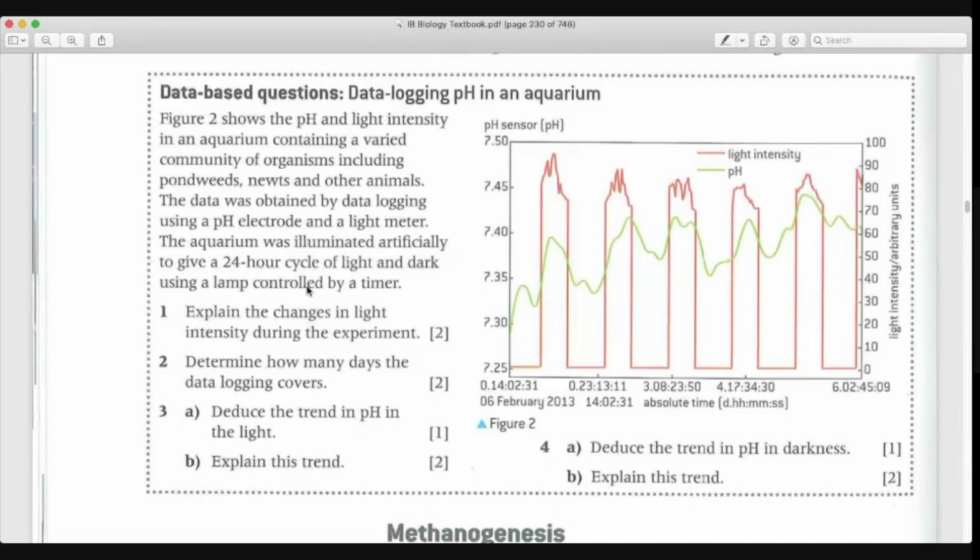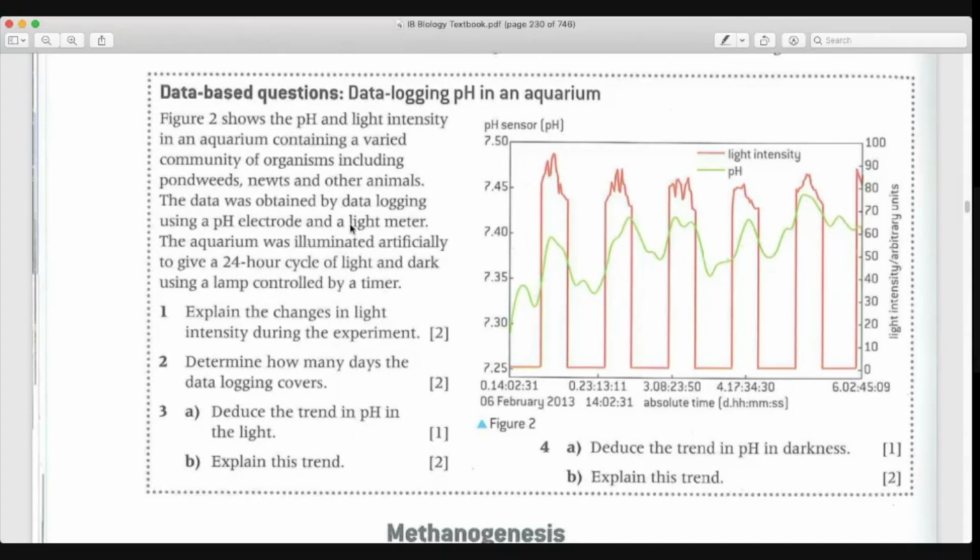We have an aquarium where you have a range of organisms in there, including pondweeds, newts, and some other animals. And two things are being measured in this aquarium. One is pH and one is light intensity.